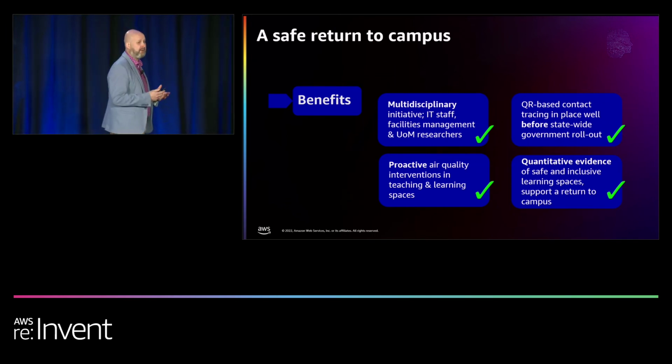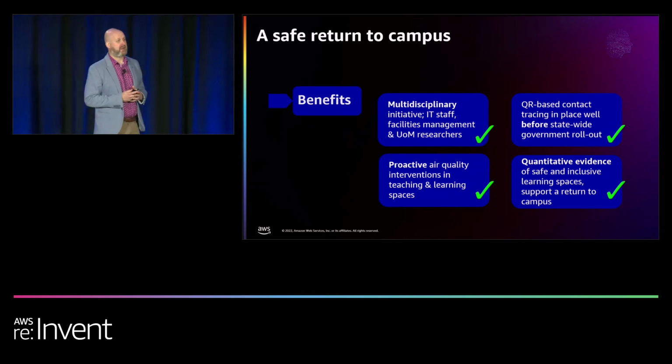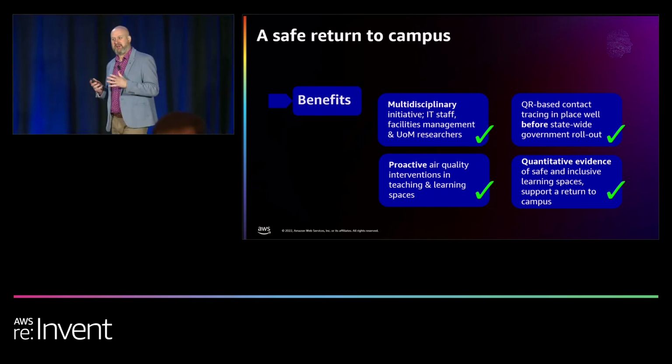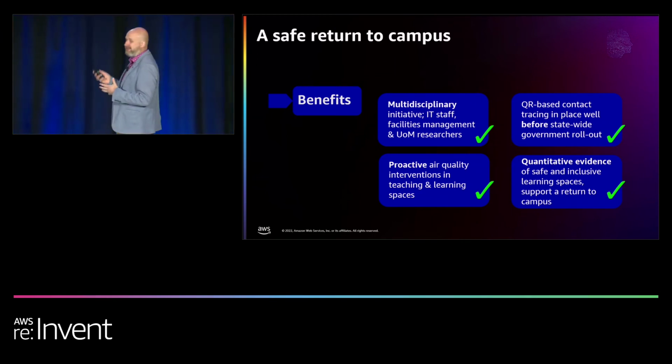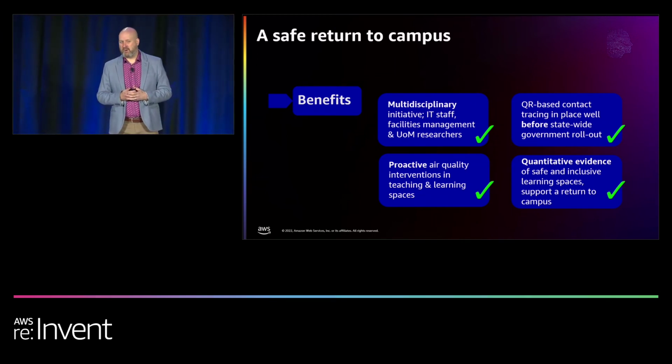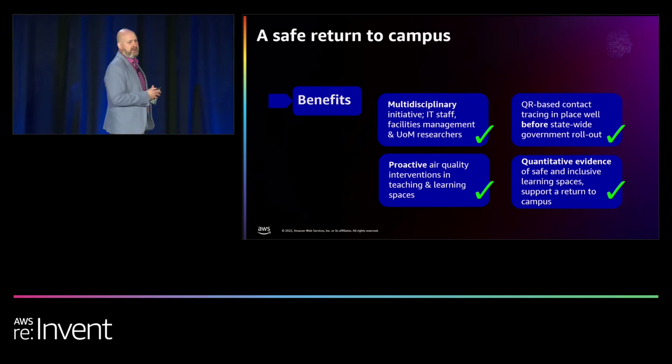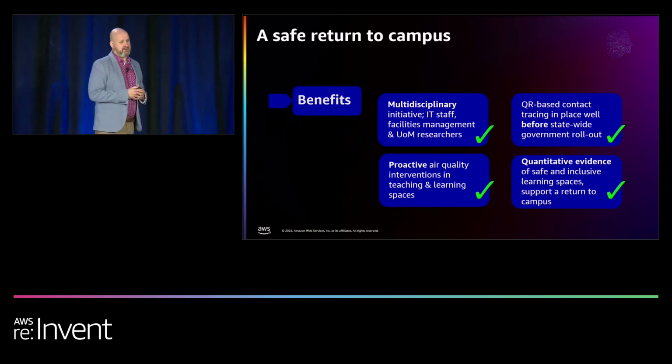We were able to roll out a QR code and a contact tracing capability months before the Victorian government. We were able to proactively intervene in our teaching and learning spaces where air quality was going to be a problem. And we were able to provide quantitative evidence back to our students that we were taking this very seriously and that we were giving them a safe environment to come back to.